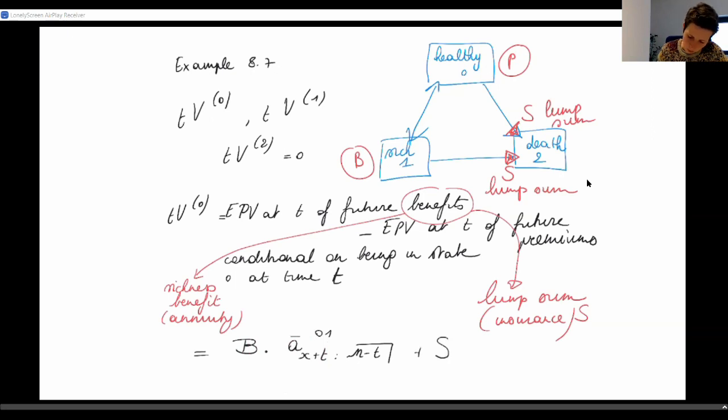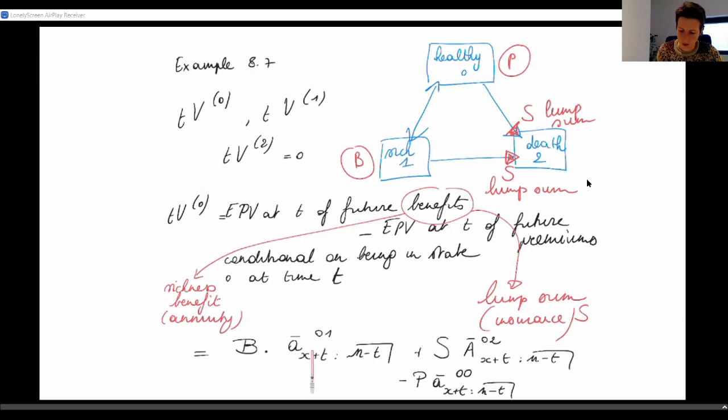If I look at the lump sum, I'm going to use a bar capital A, 0 2, and then x plus t, with the remaining duration n minus t. And then the last expression in here is the premium income, which I can value like this. Okay, so that is using actuarial notation. That would be the expression that I need in order to do my policy value calculations.